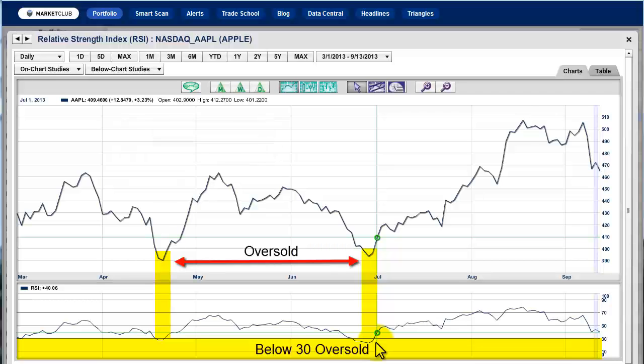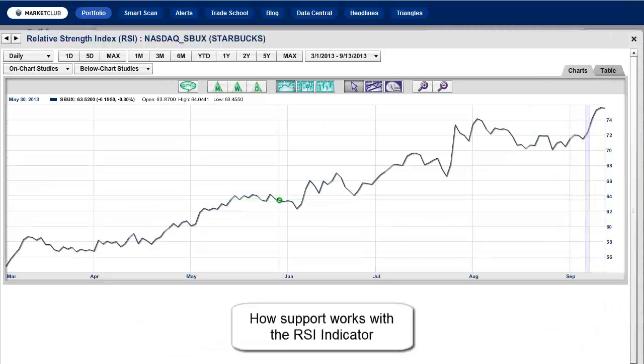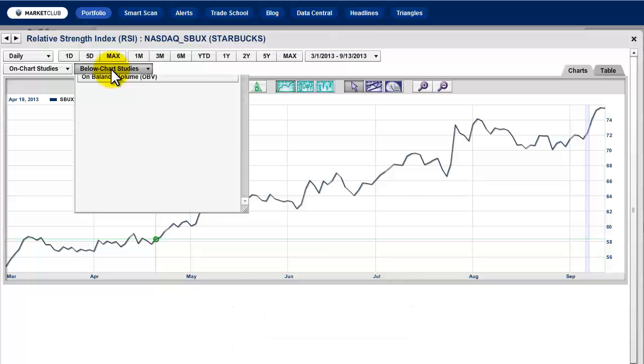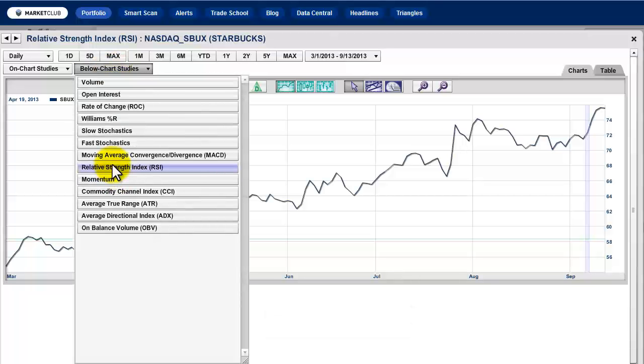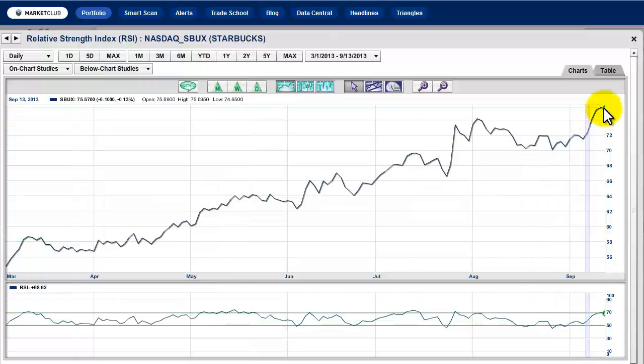So let's go on to find some support and resistance areas using the same techniques we talked about with the RSI. In this example of the RSI, I'm going to show you how support works using the RSI. So first things first, we have to put the indicator on the chart, and how we do that once again is to go to the below chart studies, click once, select the relative strength index, the RSI, click once, and then just click off the indicator, and there you have it. So it's a very tight line.